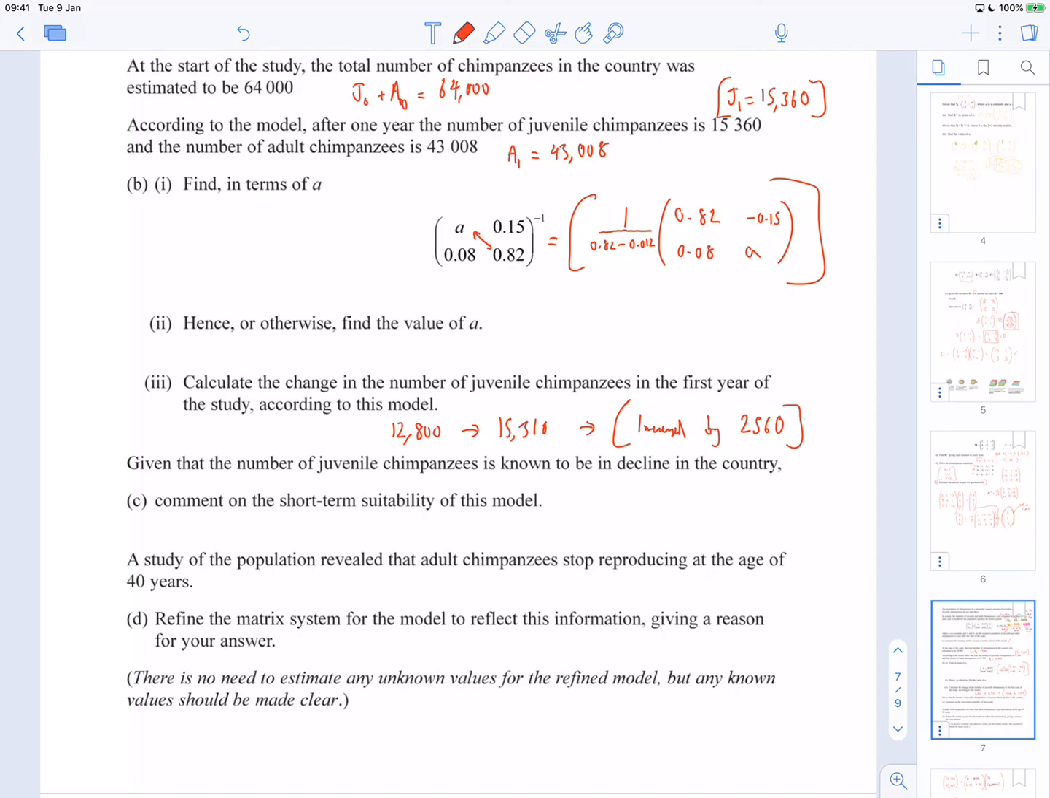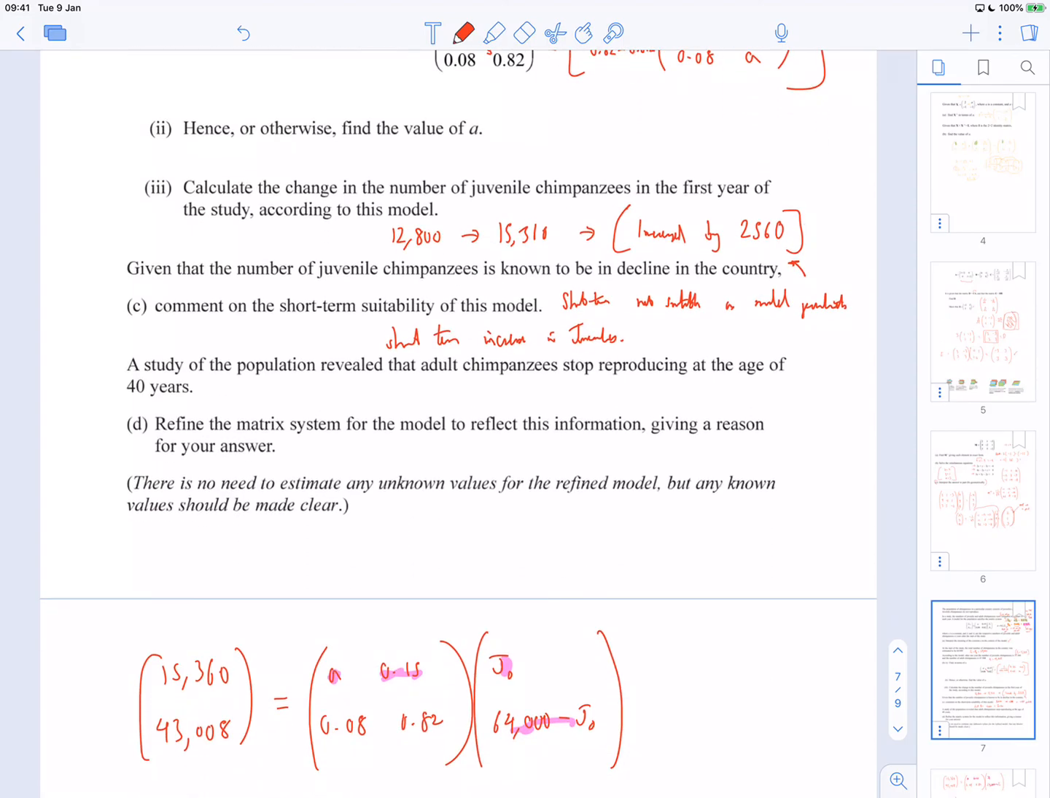Well, this is not suitable as the model predicts a short-term increase in juveniles. And that's not what's actually happening. So the model actually predicts that the juveniles will increase by 2,560 in the first year, but it's known that they're going down. So that's not a particularly good model in the short term. Maybe it stabilizes and long term, it doesn't grow or it starts to decline, but short term is definitely a problem.